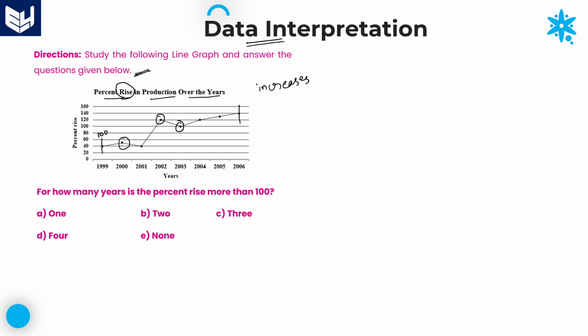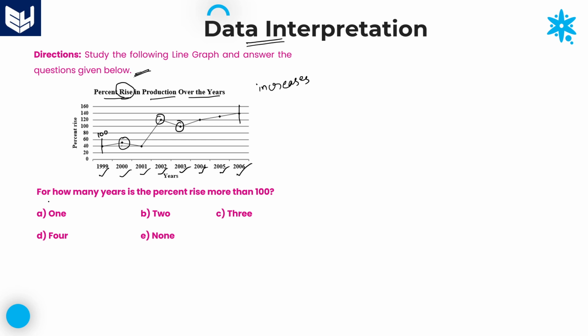That is the given information, and the years are given from 1999 to 2006. In total, how many years are given in this line graph data interpretation? Here 1, 2, 3, 4, 5, 6, 7, 8. Total 8 years are given. Now we need to solve the questions according to the given information.